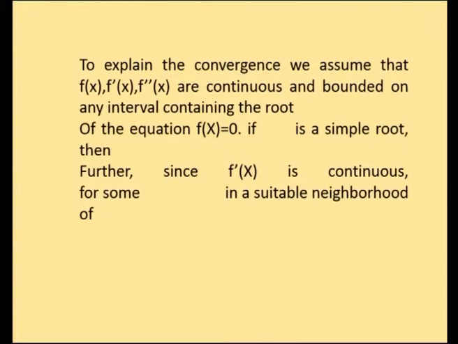To examine the convergence, we assume that f(x), f'(x), f''(x) are continuous and bounded on any interval containing the particular root of the equation f(x) = 0. If epsilon is a simple root, then f'(epsilon) is not equal to 0. Further, since f'(x) is continuous, |f'(x)| is greater than or equal to some value greater than 0 in a suitable neighborhood of epsilon.